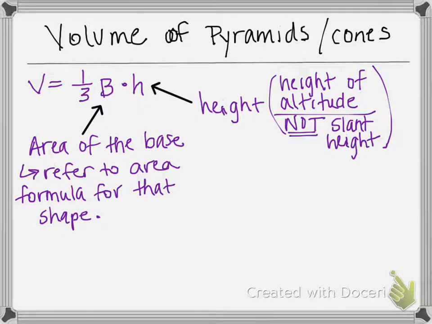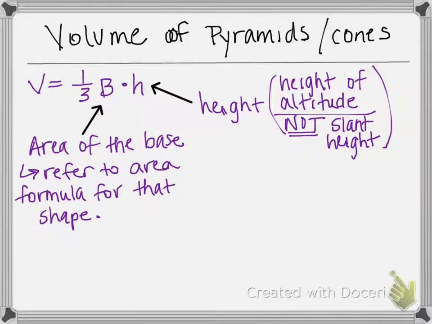Now that we've talked about surface area, let's talk about volume. Volume of pyramids and cones is the same, as you might imagine. It's 1/3 the area of the base, which is a capital B, times the height. So first of all, a reminder that capital B means area of the base, so you'll have to refer to the area formula for that specific shape. And this time it's H, not L. So we're actually talking about the height of the altitude, not the slant height.